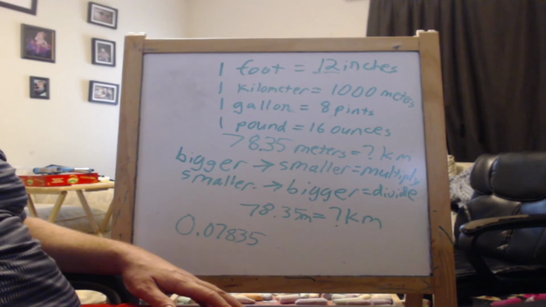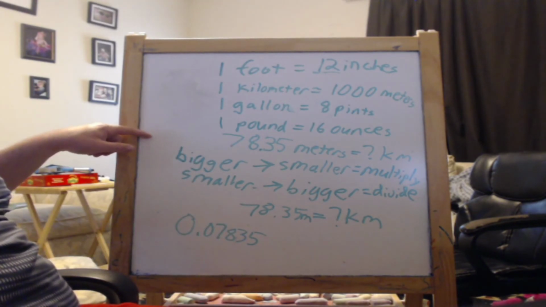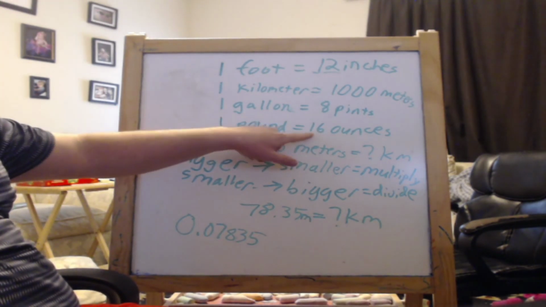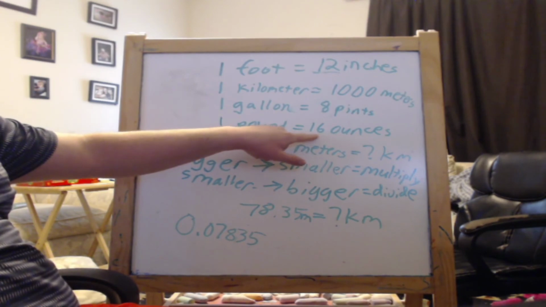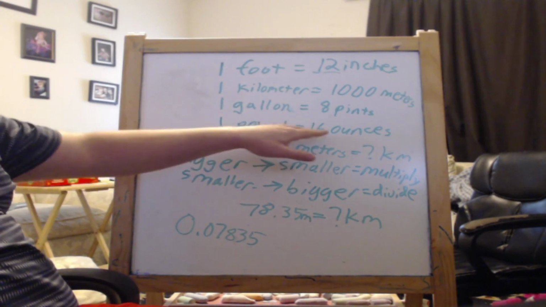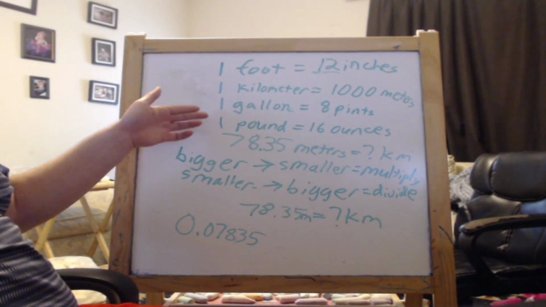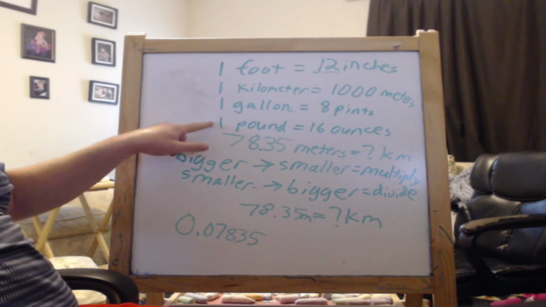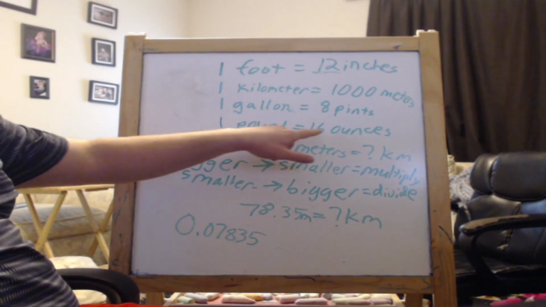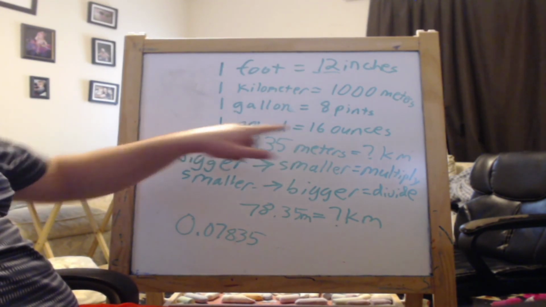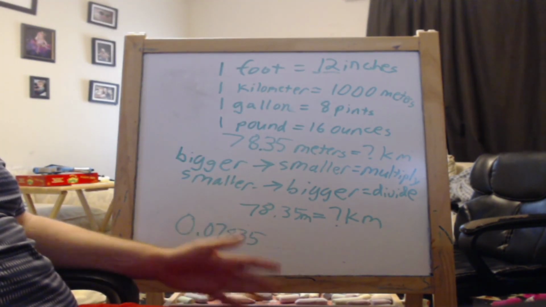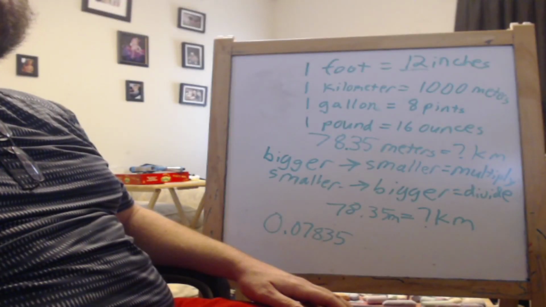If you can just remember, bigger to smaller multiply, smaller to bigger divide, that you are multiplying or dividing by however many of the smaller unit goes into the bigger unit, and also that in the conversion, whatever has 1 of the unit is the bigger, and whatever has more than 1 is smaller. Really, that's all there is to it.